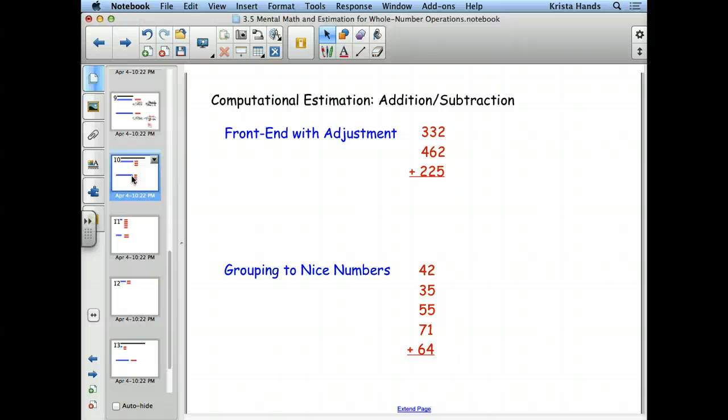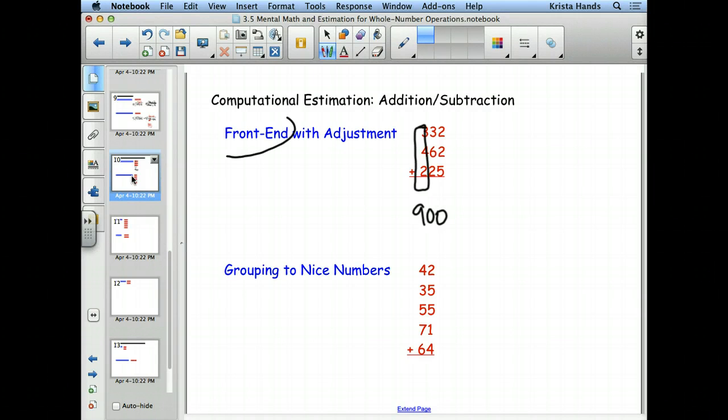So the first one is called front-end estimation with adjustment. Now you've seen the phrase front-end estimation before. I think you saw it on the test, didn't you? No? Not in this class, it's in the other class? Okay. Front-end estimation looks at only the first digit and adds those together. It ignores everything else, okay? So front-end estimation adds all of this together first. What do you get when you add 300, 400, and 200? 900, okay? That's the front-end part.